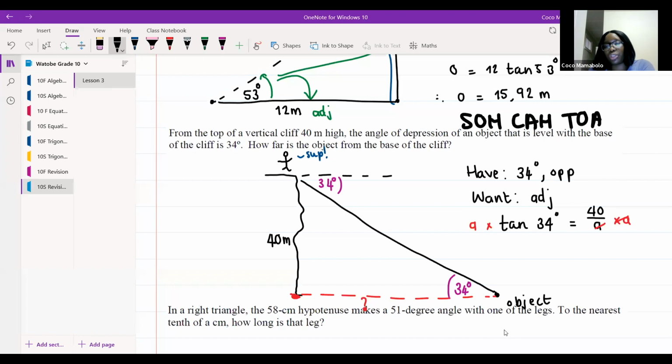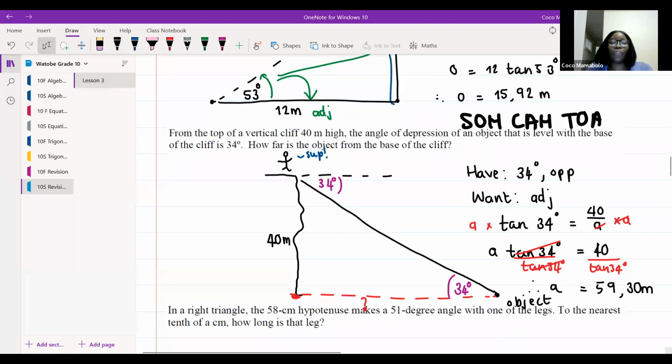Okay, so now I've got A tan of 34 degrees is equal to 40. And then I'm going to divide both sides by tan of 34 degrees. Tan of 34 degrees cancels. Therefore, the distance of my object to the base is in fact 59,30 meters. So for those of you who got it correct, woohoo! Yay!